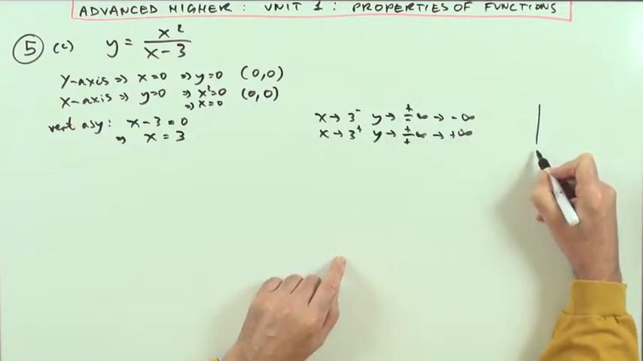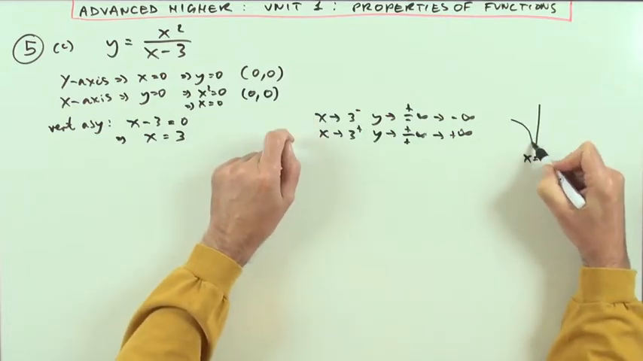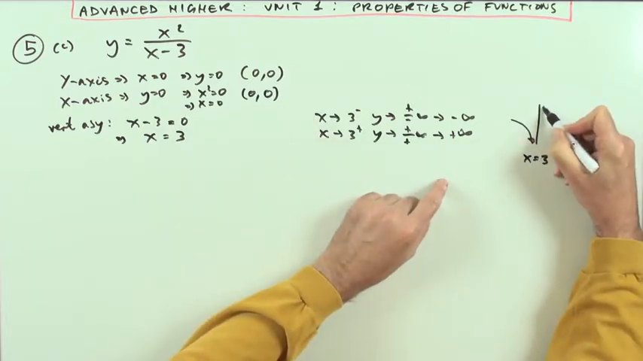So if I want a little sketch of it, what happens at x equals 3? If I come from behind, I'm going to get pushed down. If I come from the front, I'm going to get pushed up.